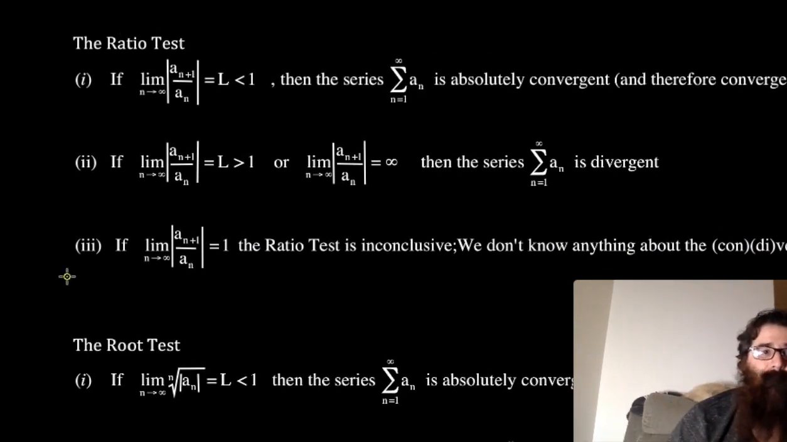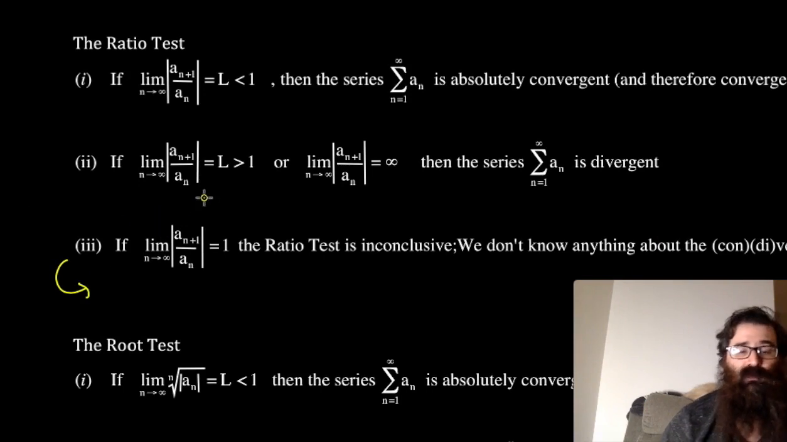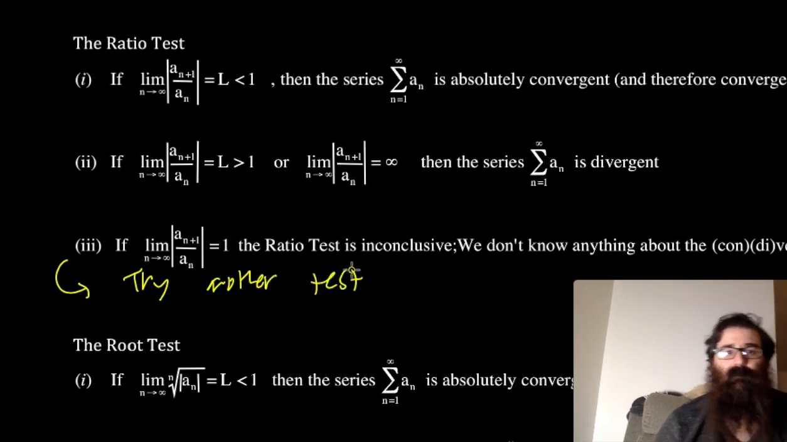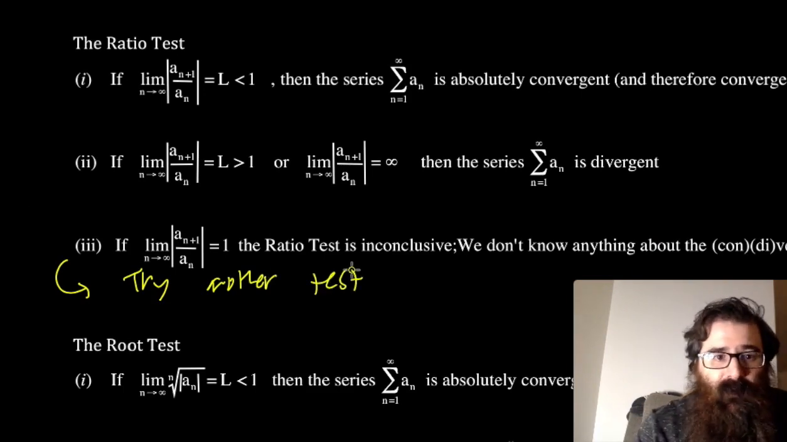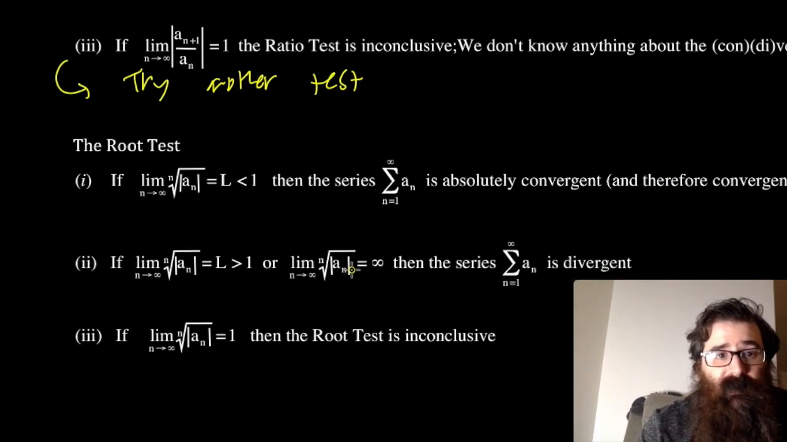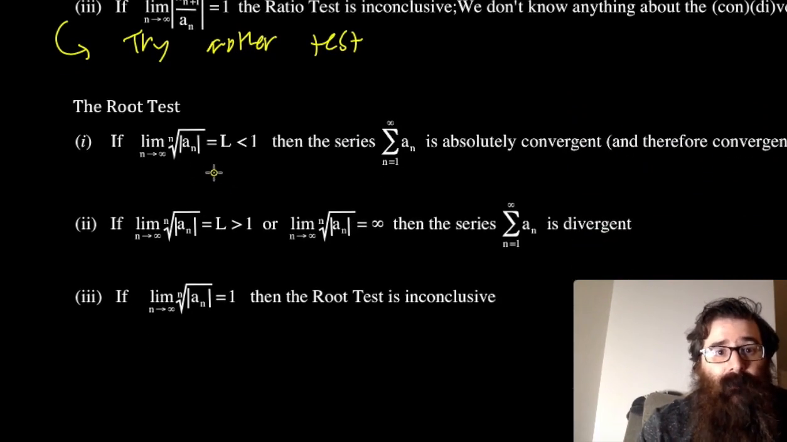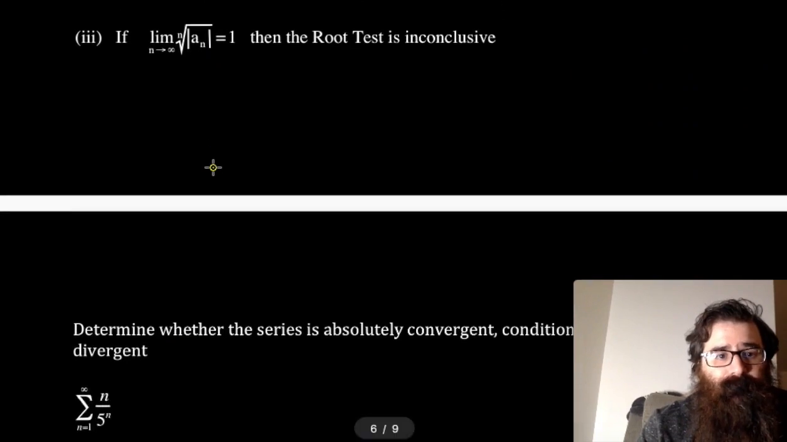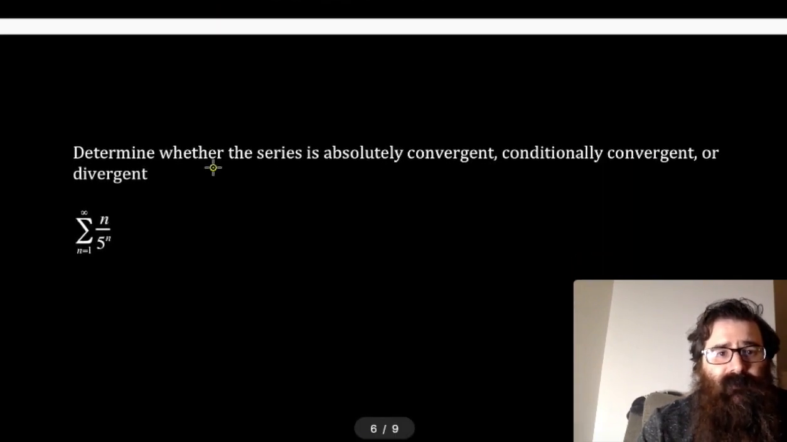So if this happens, this third part, which we don't like, this means we have to try another test. So there's got to be something else to do. In the root test, we'll talk about that when we see an example. We'll end with an example of the root test today, but it has very similar consequences. We're just now talking about working with roots instead. So let's take a look at the ratio test here.